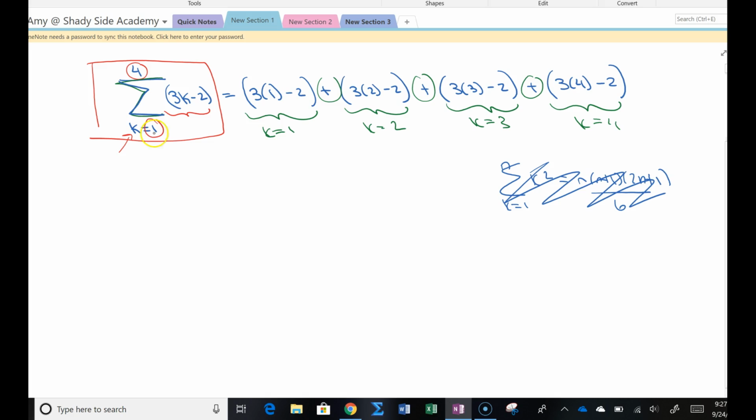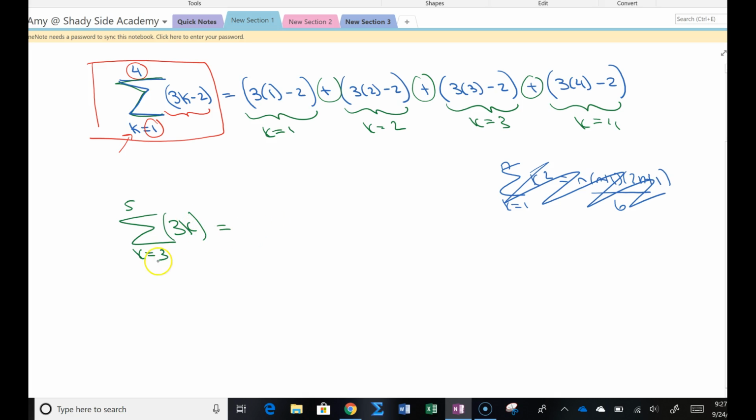Now here's the thing. Does K always have to start at 1? No, it does not. Starting at 1, though, offers some convenience. The convenience is that the first term always corresponds to k equals 1. I could start a sum at k equals 3 and end it at 5, and let's say my summand now is 3k.